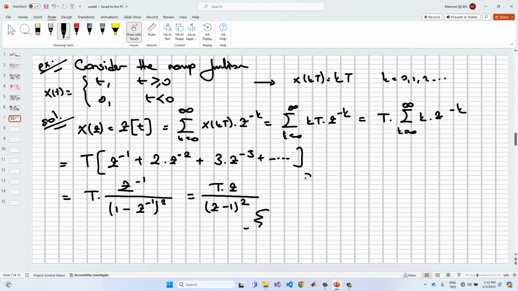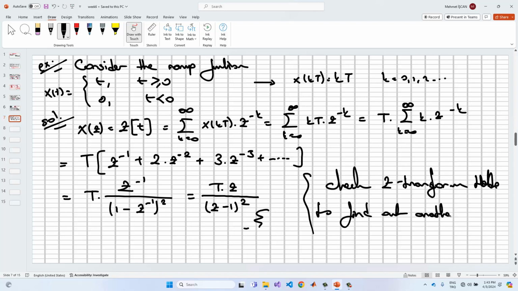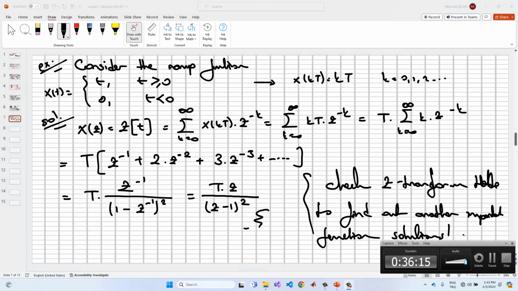Okay, and so you can easily check the z transform table to find out other important function solutions. Okay, this is how we can analyze the time series signal or the sequence of the signal in the z domain. Okay, any question? If you don't have any question, you should take a break for 15 minutes.